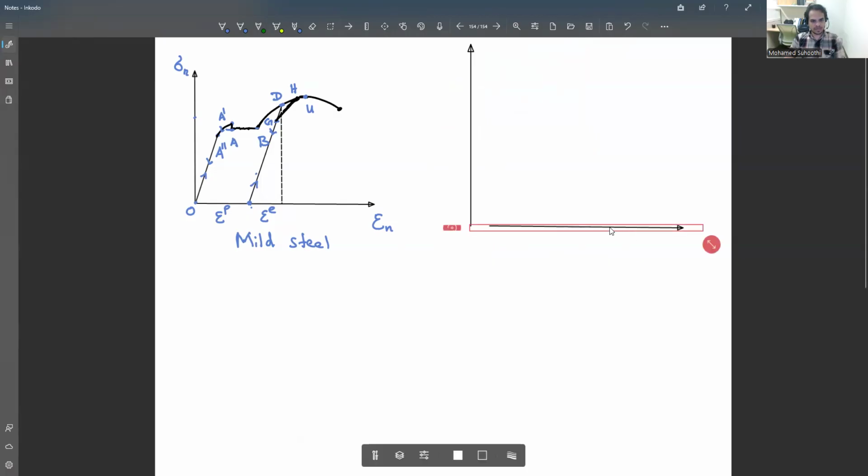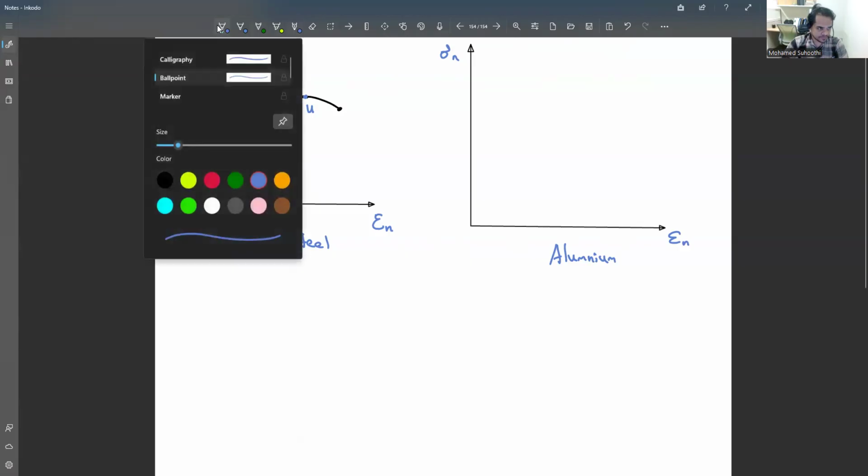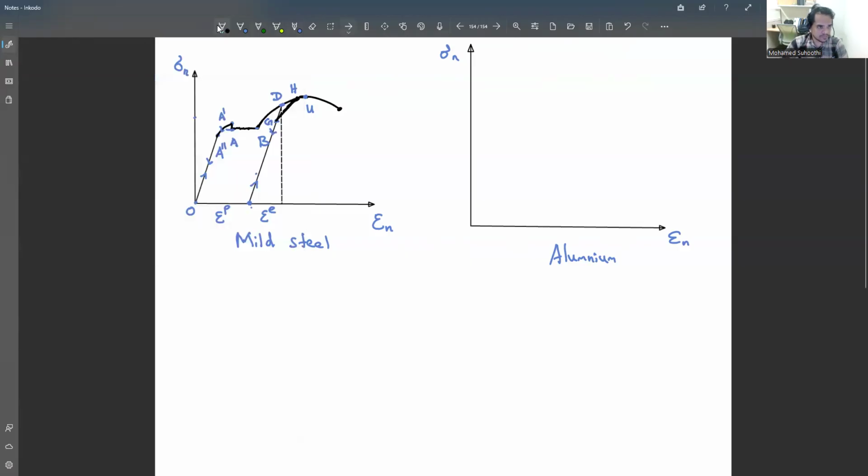You will sometimes have a material, let's say aluminium. In the case of aluminium, your stress strain curve won't show this AB, that means the visible yield point. Then you will get a curve something like this, right?